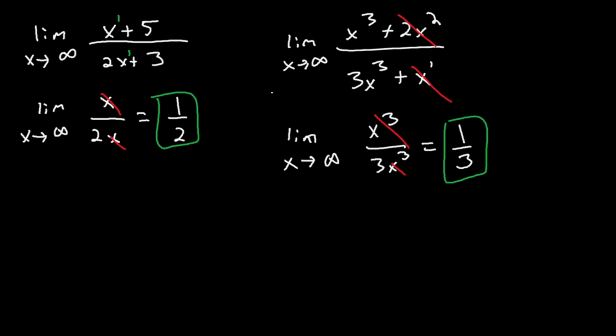And in the case of horizontal asymptotes, even if this approached negative infinity, it would still be the same. You would still just cancel out the smaller exponents, even if it was for negative infinity.